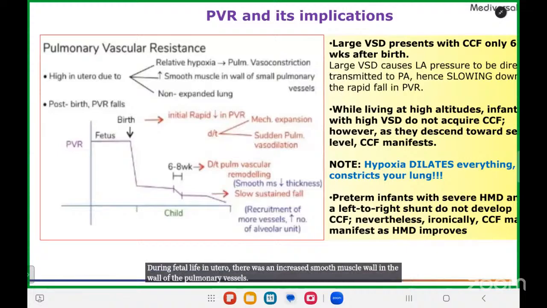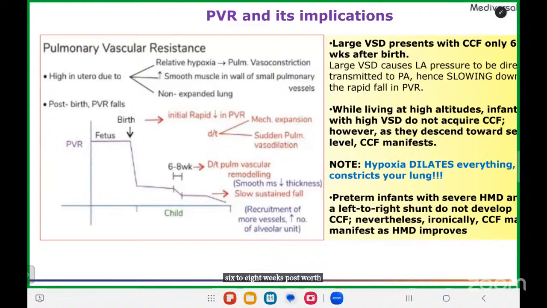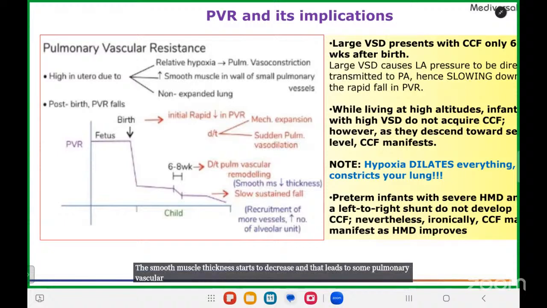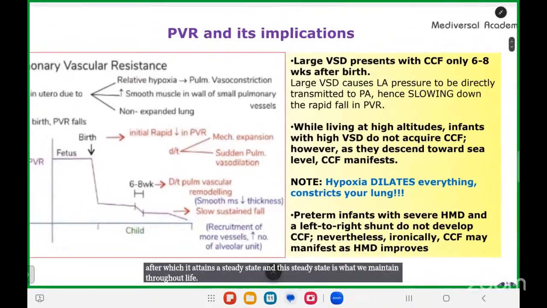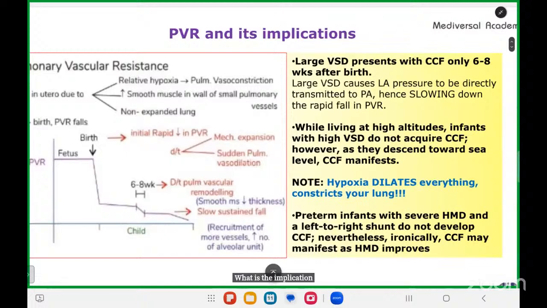6 to 8 weeks post-birth, the smooth muscle thickness starts to decrease, and that leads to some pulmonary vascular remodeling changes, which will further lead to another dip in PVR, after which it attains a steady state, and this steady state is what we maintain throughout life. What is the implication of this graph? What is the point of studying this graph?